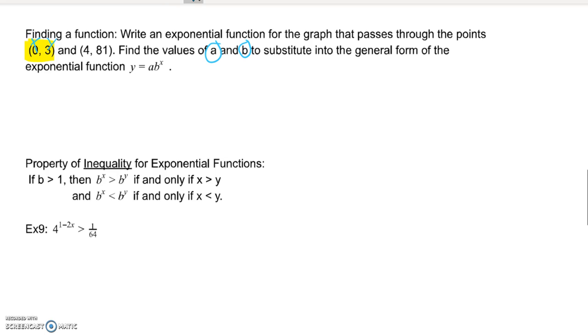And so we're going to substitute those in. When we substitute in, we have our y is 3 equals a and b, which we're trying to find, and our x is 0. Since we know b to the 0 is 1, we get to solve right away. B to the 0 is 1. 1 times a is a. So a is 3. We now know a is 3, so we can substitute a equals 3 into the equation.